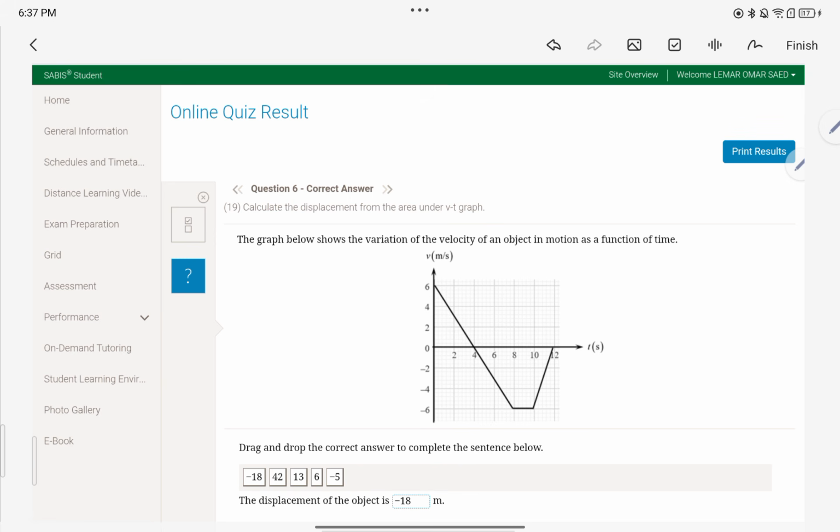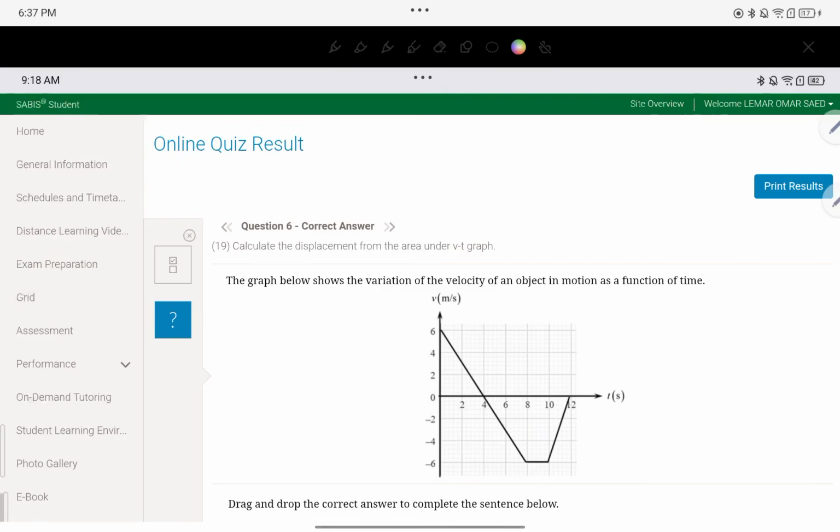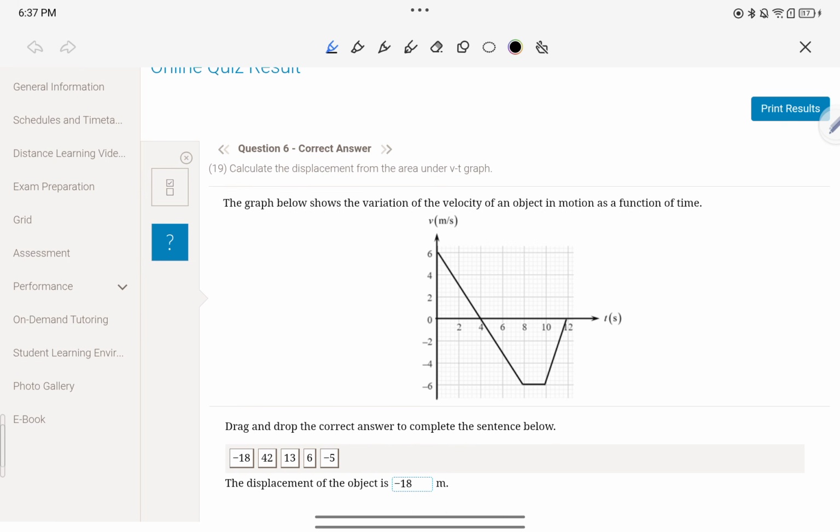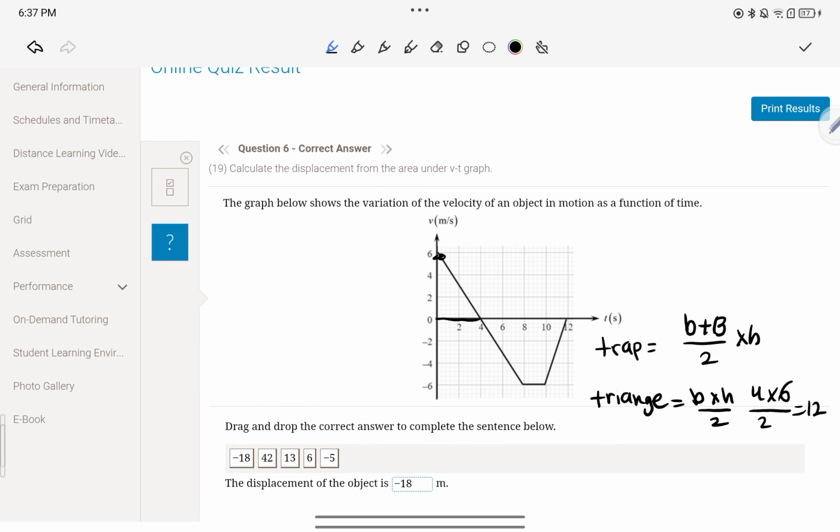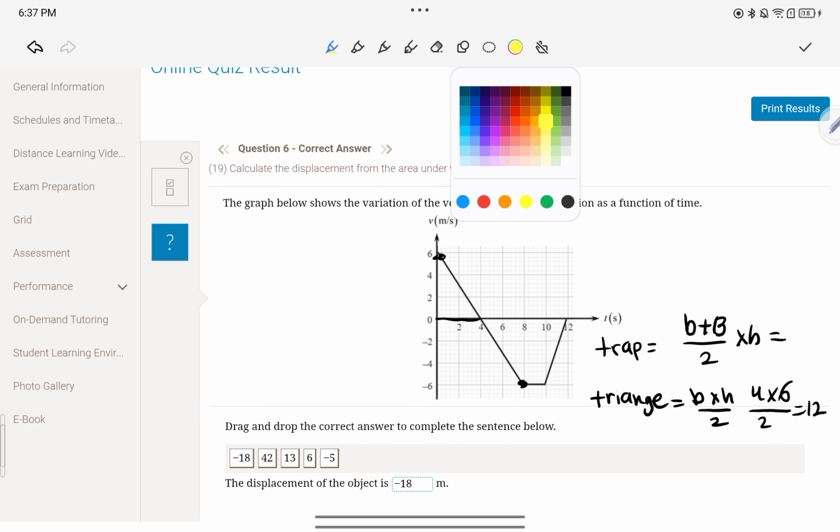Okay, displacement, really easy. The area, but here we have two shapes. We have a triangle and we have a trapezoid. The trapezoid is big base plus small base over 2 times height, and this is for the trapezoid. This is for the triangle, it's base times height over 2. Okay, the base is 4 times the height is 6 over 2, which is equal to 12. The height for the trapezoid, let's do it here.